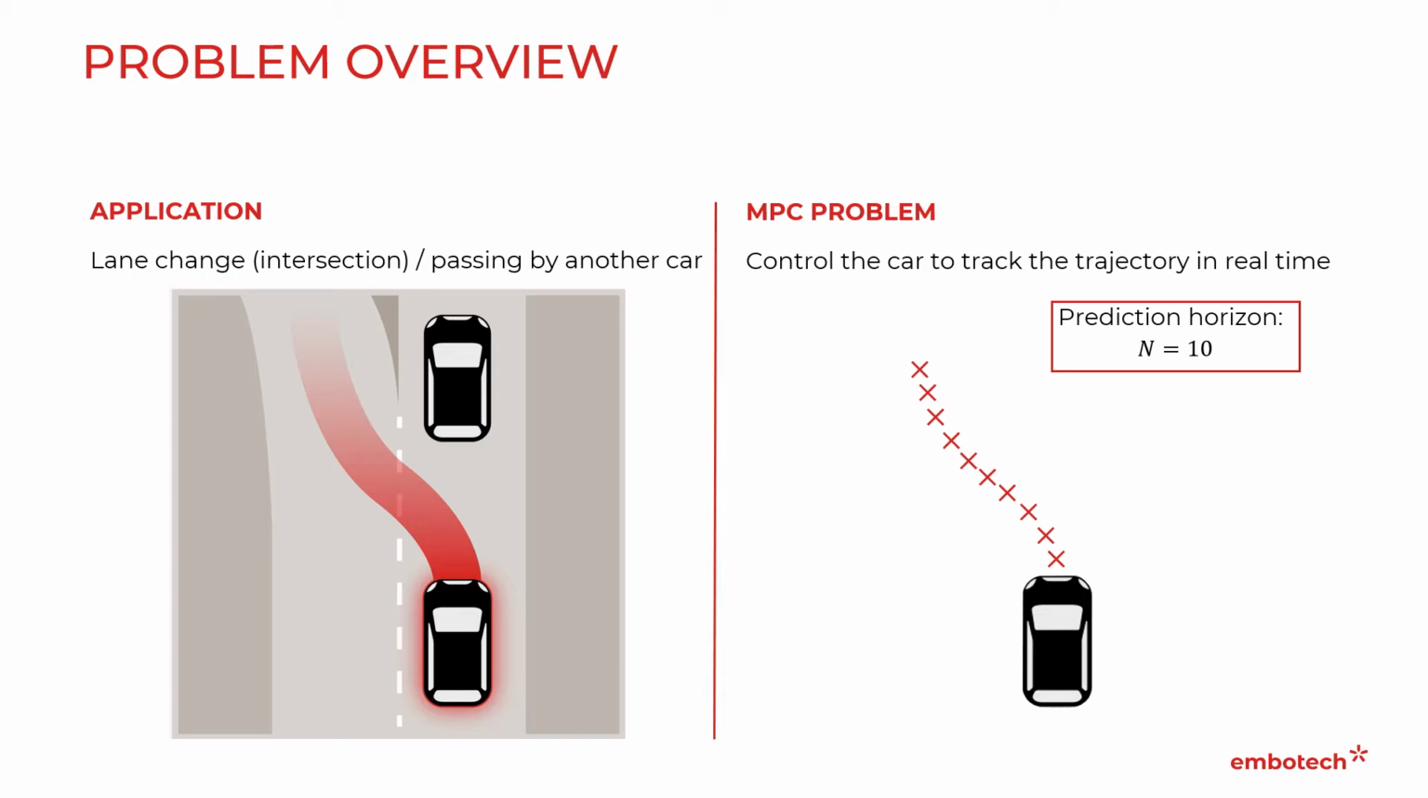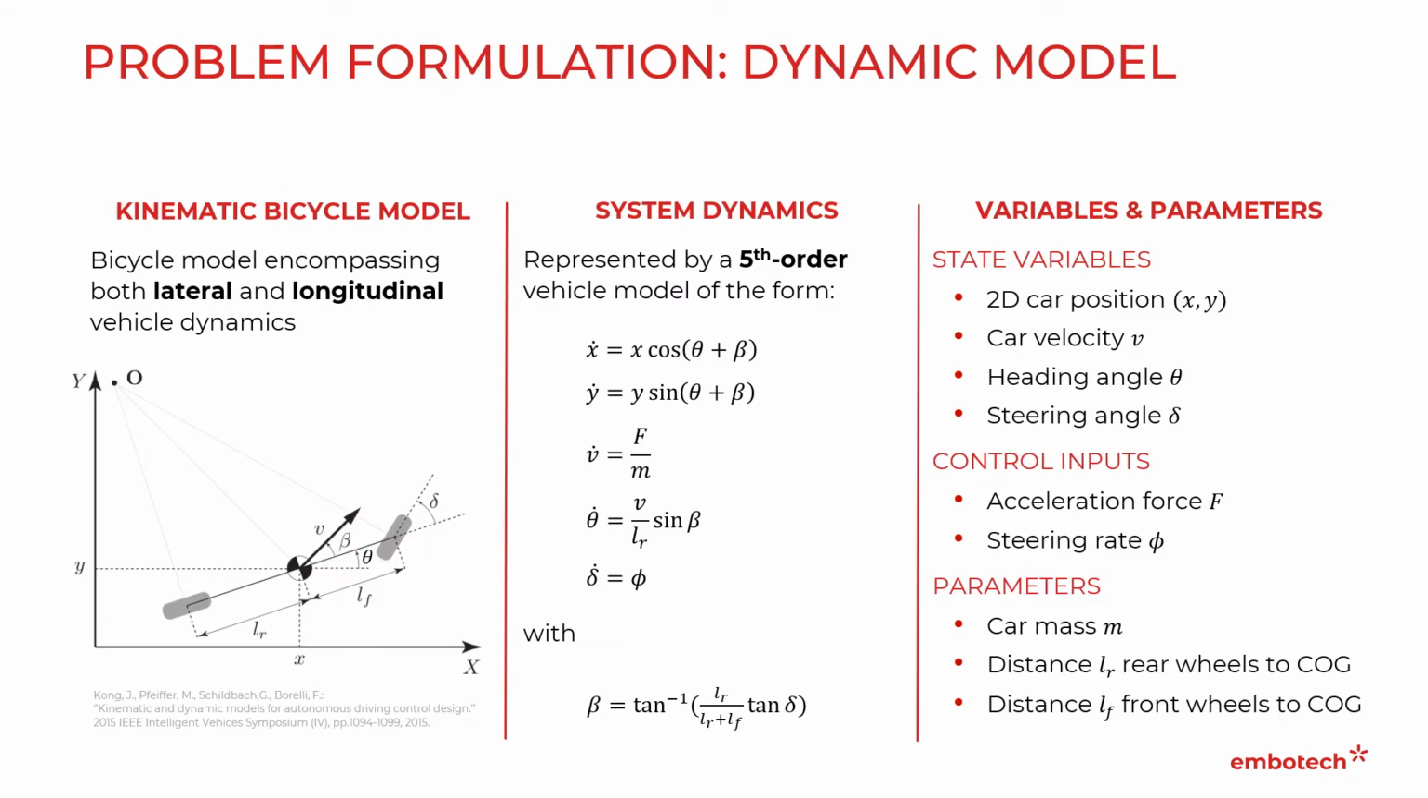This can be implemented in the form of model predictive control, where we regulate the car movement such that it tracks the predefined trajectory in real time. For this specific application, we will look at the prediction and control horizon of length 10. The vehicle is modeled using the traditional kinematic bicycle model, encompassing both lateral and longitudinal vehicle dynamics. Note that the specific MPC formulation depends on the difference between temporally and spatially resolved formulation.